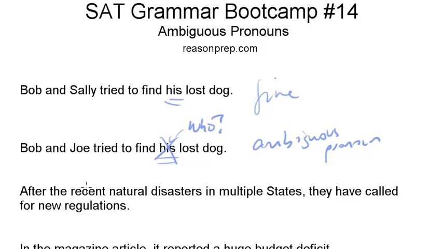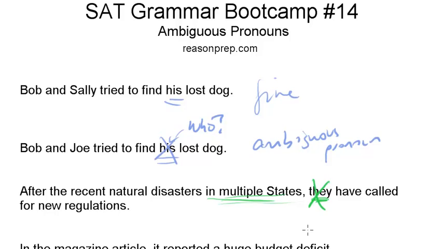Okay. After the recent natural disasters in multiple states, they have called for new regulations. On first glance, this may seem okay, but again, I draw your attention to this pronoun, "they." What is "they" referring to? After the recent natural disasters in multiple states. You might think, maybe it's the states, or maybe it's the people in the states, but the problem is that grammatically there's no antecedent here. "In multiple states" is a prepositional phrase, so this can't be a noun that would be the antecedent. The recent natural disasters certainly aren't calling for new regulations, so the "they" is unstated.